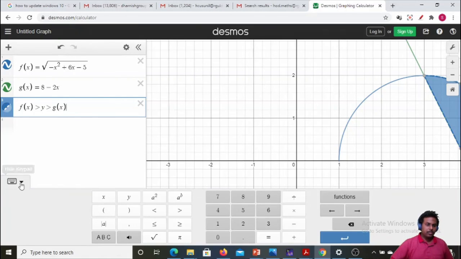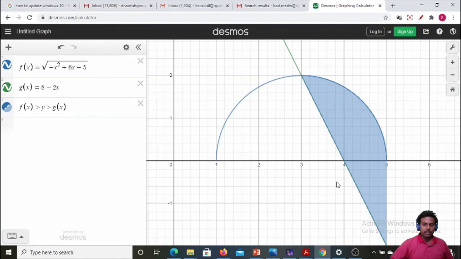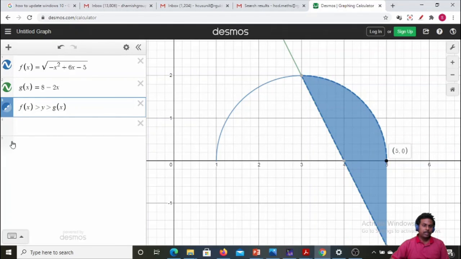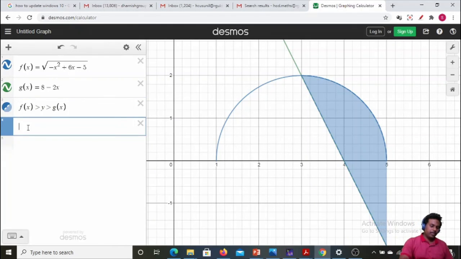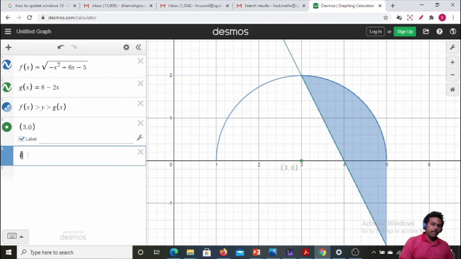Okay, now you can see what is happening. So it is in this region. Okay, the above inequality holds true. Now click on this. So this is 3 comma 2. So correspondingly we are locating 3 and here what is the value? 5. Okay, so I am typing 3 comma 0 and I can label it here, and similarly 5 comma 0 also I am labeling it here.